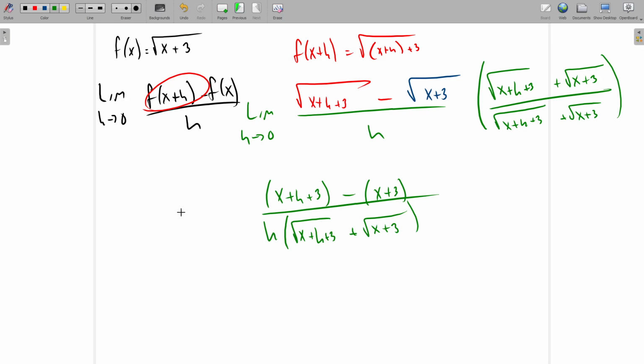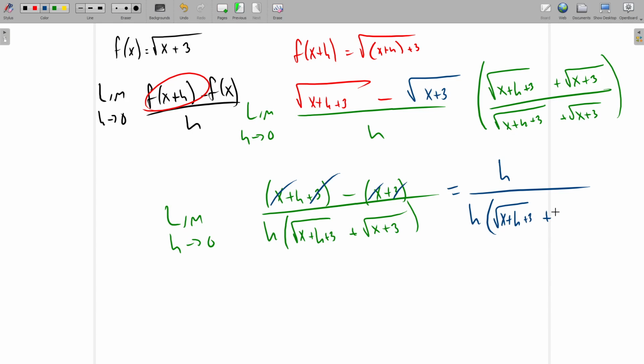All right, so we're here at this point. Now, before we plug in this 0 for h, let's go ahead and simplify the numerator. All right, we have an x and we have a minus x. Those can cancel. We have a 3 and a minus 3. Those can cancel. And now we're left with just an h on top, and then h times our conjugate piece, the square root of x plus h plus 3, plus the square root of x plus 3.